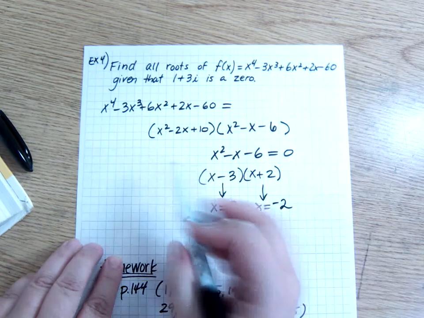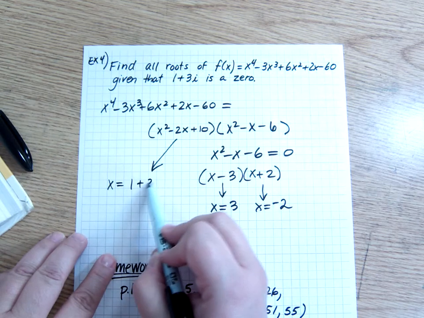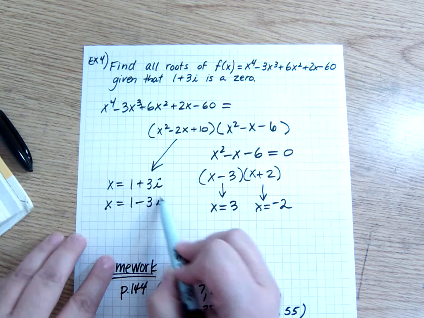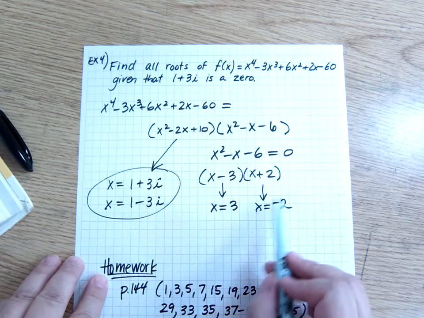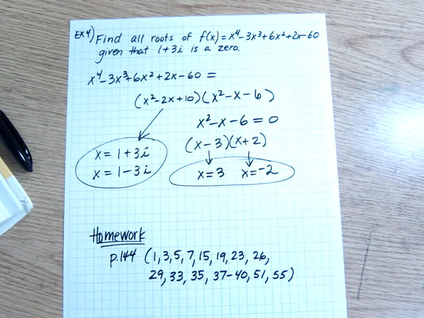Join what we already knew from this one, which is x equals 1 plus 3i and x equals 1 minus 3i. So this one uses a little bit of everything that we've done so far with this. So that's why I wanted to make sure you got to see that one.